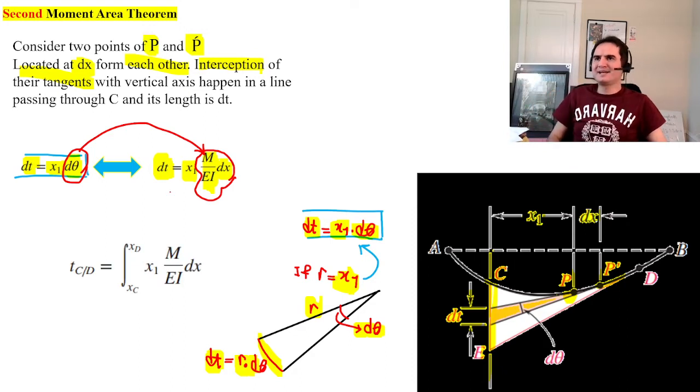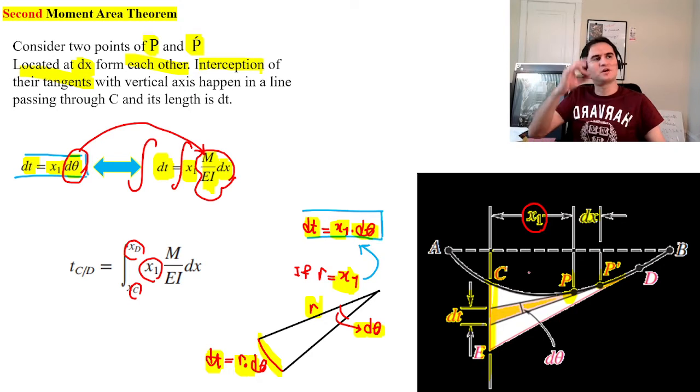If you integrate both sides, it says the tangential deviation of C with respect to D is equal to the integration from C to D of x1 times M over EI dx. And x1 is the distance from the centroid to the vertical line. We'll talk about that later.